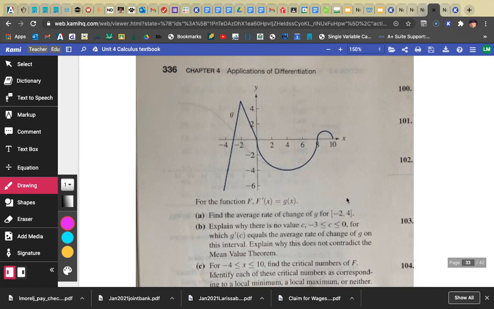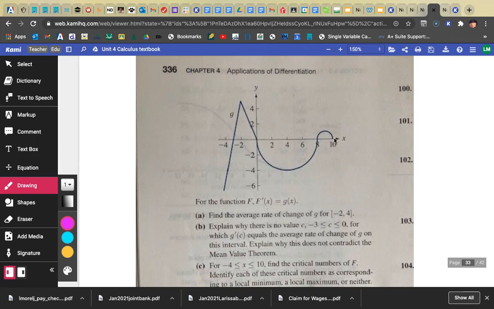So I don't have the very first part of this problem 96, but it said the continuous function g is defined on the interval from -4 to 10. The graph of g consists of two line segments, and I can see here's one line segment, here's another line segment, and two semicircles. So this is a circle and this is a circle, as shown in the figure, which you are seeing.